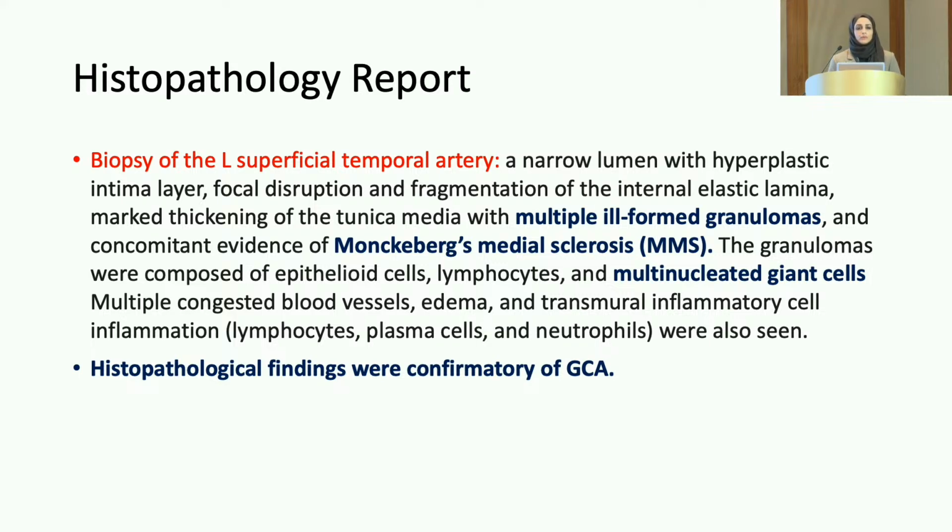I will not go in depth in histopathology, but there are 2 things you have to know about, which is something called Monckeberg medial sclerosis. It's similar to atherosclerosis, but instead of lipid deposits, we have calcium deposits. So it's a kind of dystrophic calcification. And it was found in this specimen in the tunica media, together with multinucleated giant cells forming granulomas in the tunica media. So these 2 things are confirmatory for giant cell arthritis.